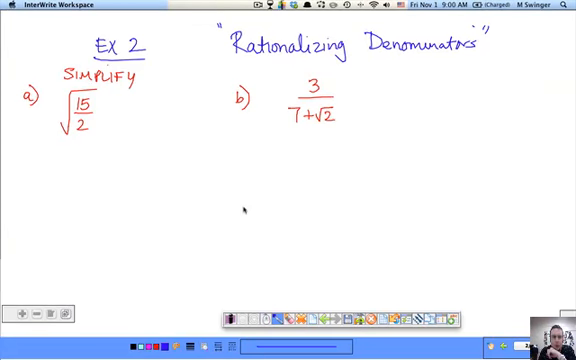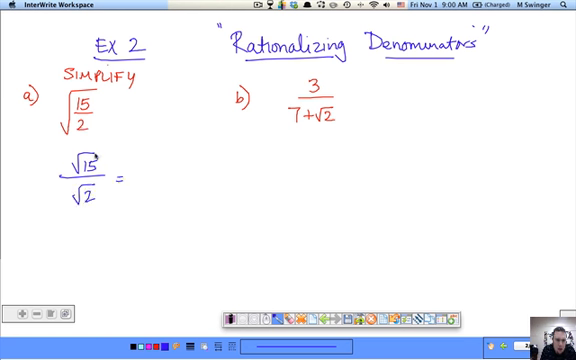Next type of example is what we call rationalizing denominators. So watch what happens when we do letter A. If it says simplify, once again, we're simplifying roots. Remember our property, if we have the square root of a whole fraction, we can break it up. Square root of 15 on top, square root of 2 on the bottom.